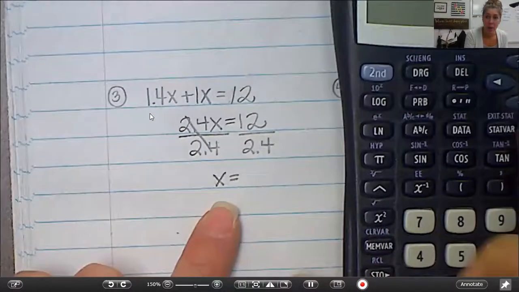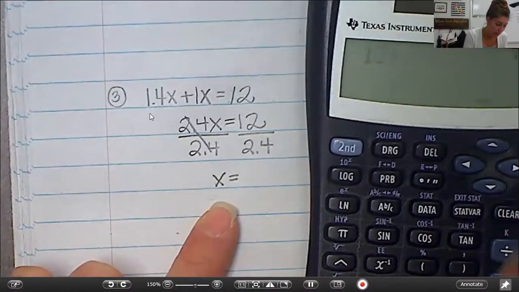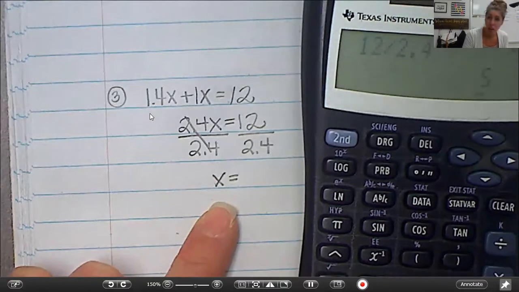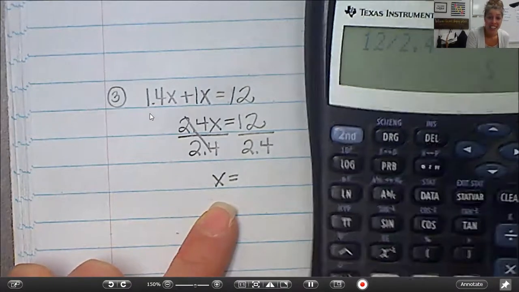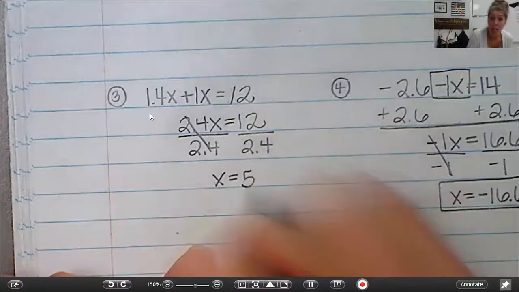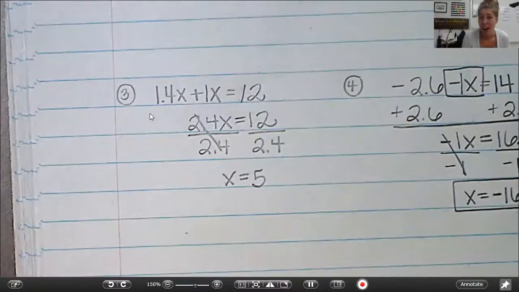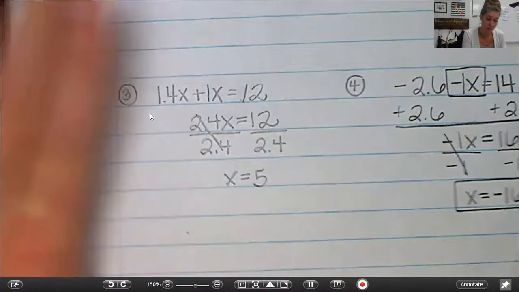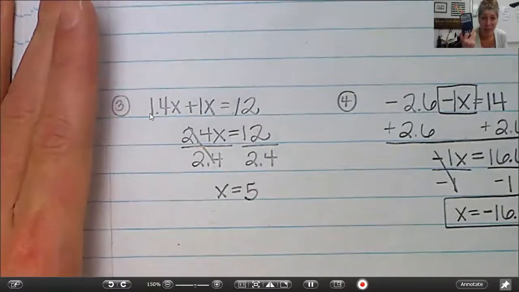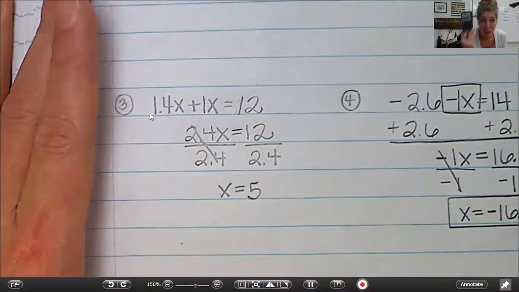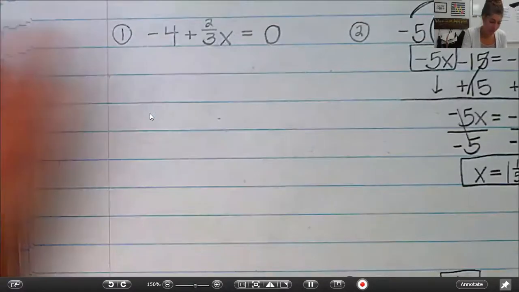And it's definitely not one I can do in my head. It's not pretty. Oh, that's funny. It is a pretty answer, just not a pretty process. So 12 divided by 2.4. Okay. Again, using my tool.